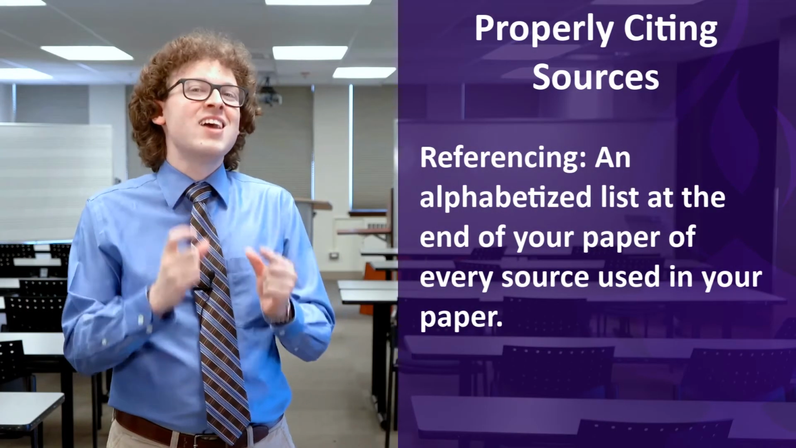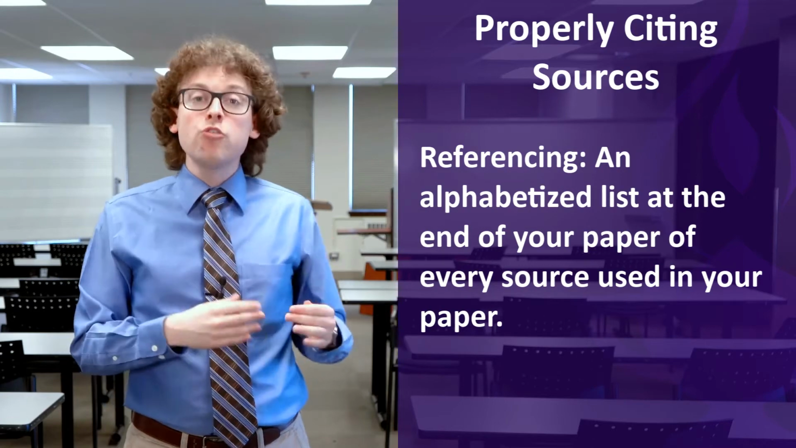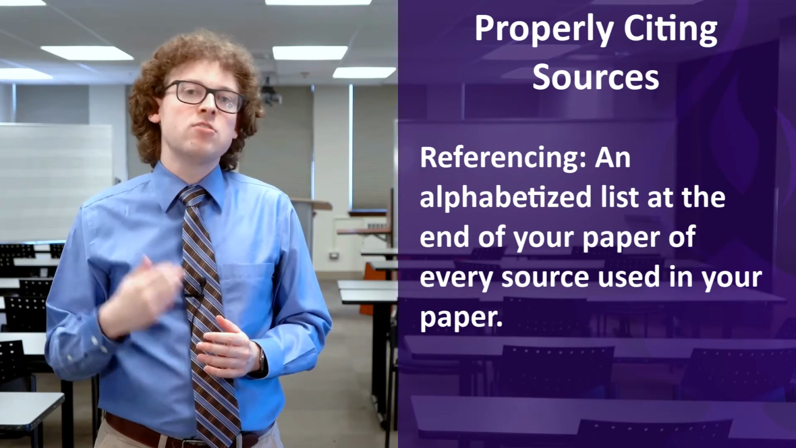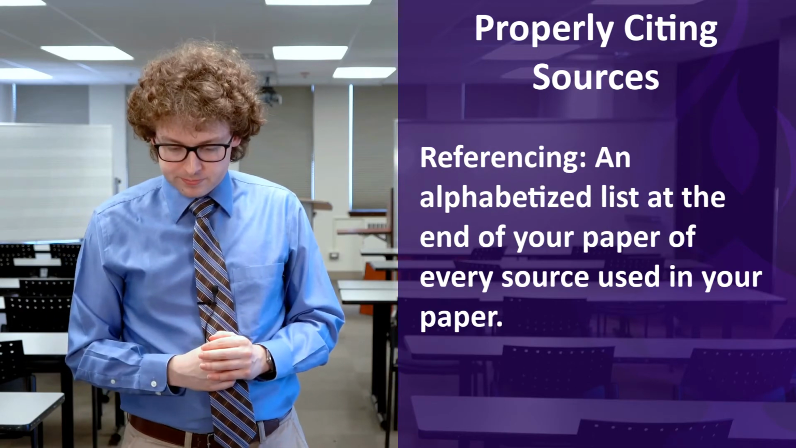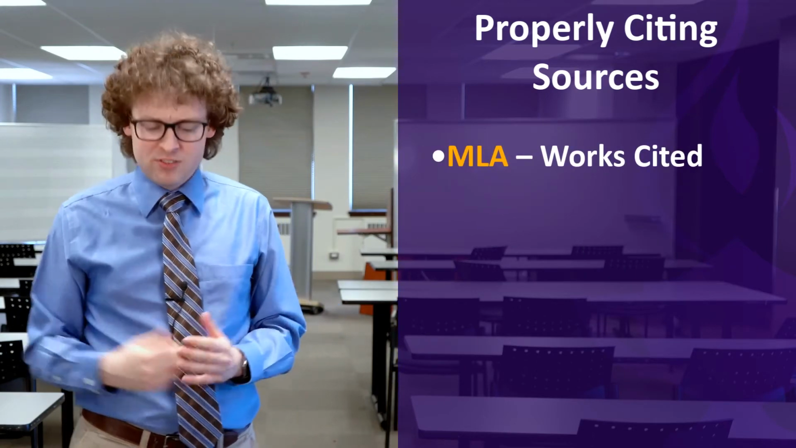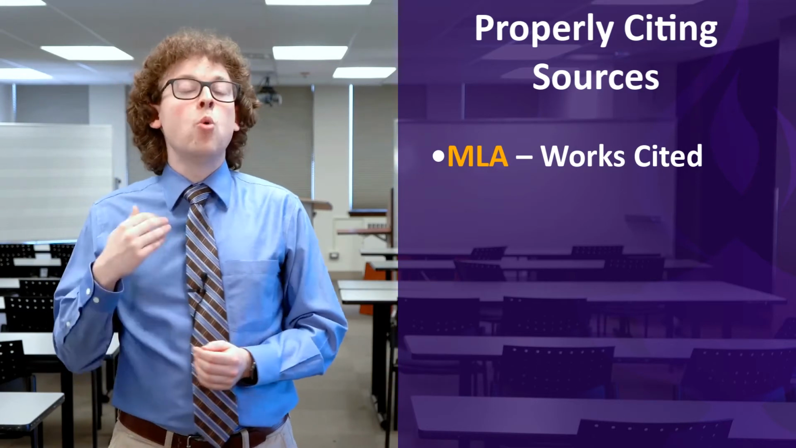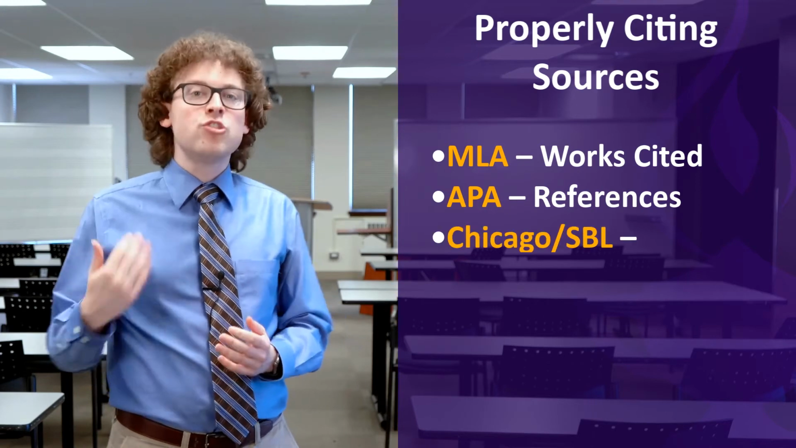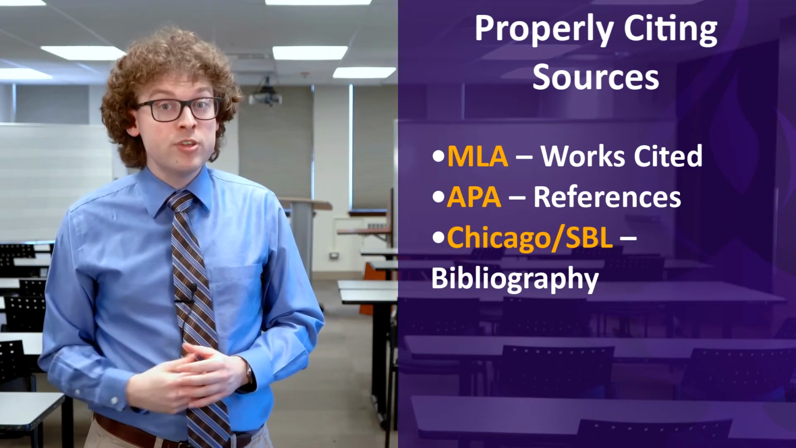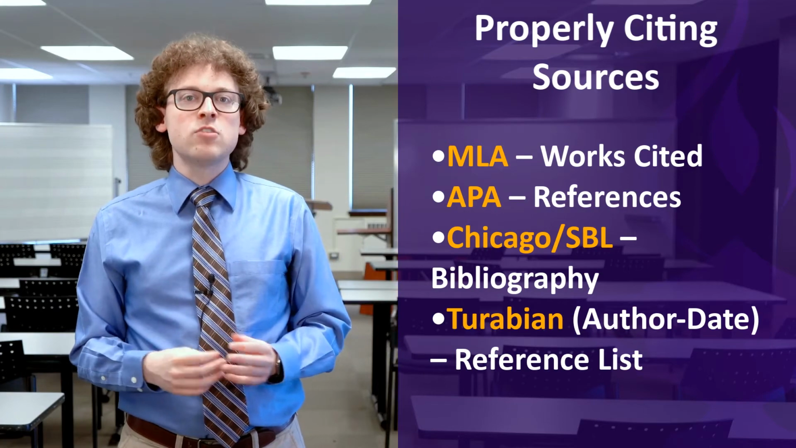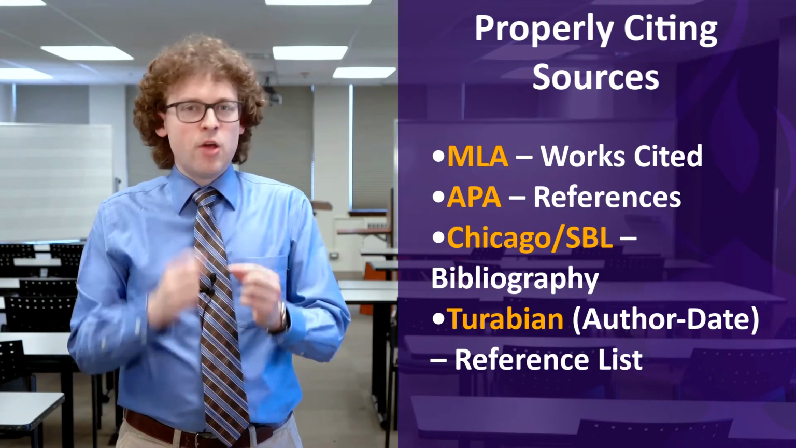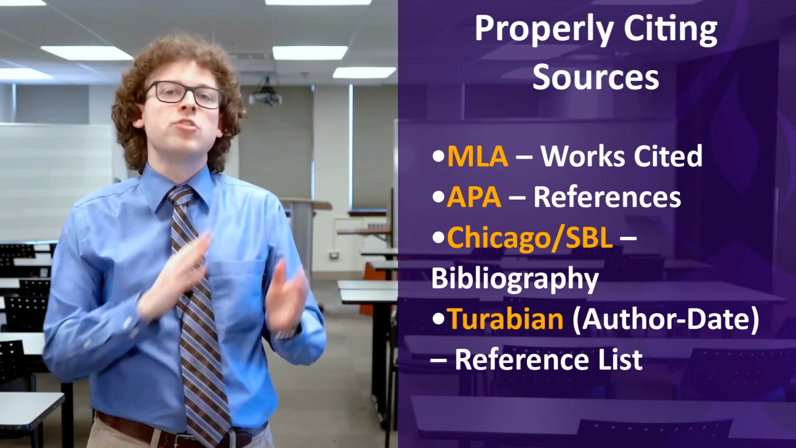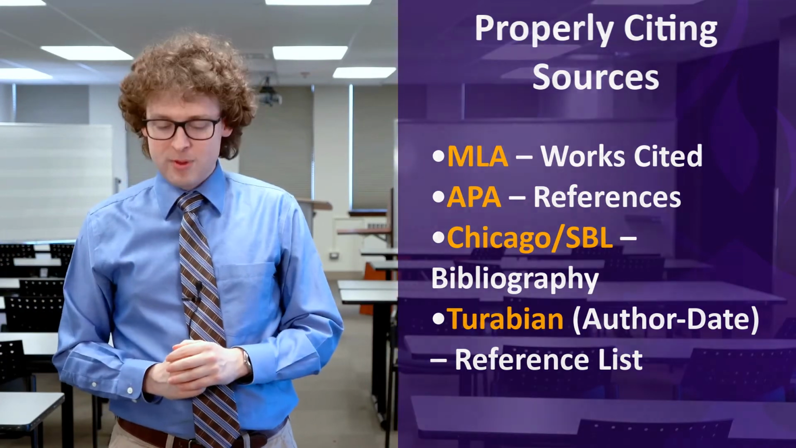But simply these in-text citations aren't enough. You also need to include all of the sources that you've referenced in an alphabetized list of sources at the end of your paper. This list goes by different names in different styles. In MLA, it's called a works cited. In APA, it's called references. In Chicago and SBL, it's called bibliography. And in Turabian author date, it's called reference list. Now there's slight differences between what information they include and what punctuation is used. Again, take a look at the tip sheets for more information on that.